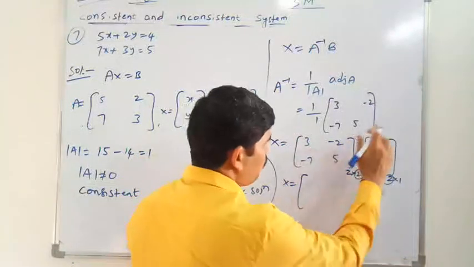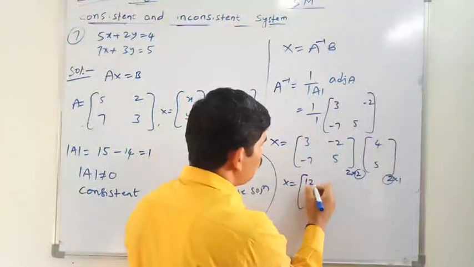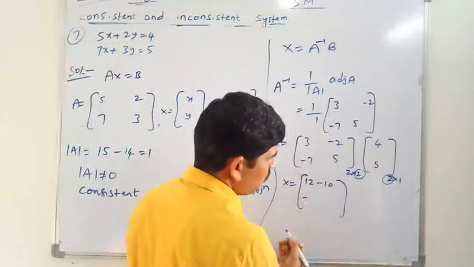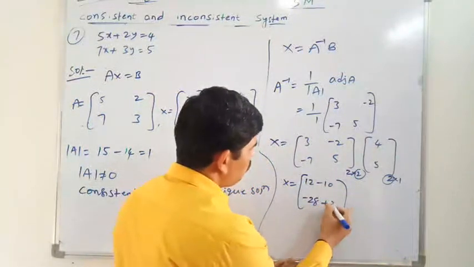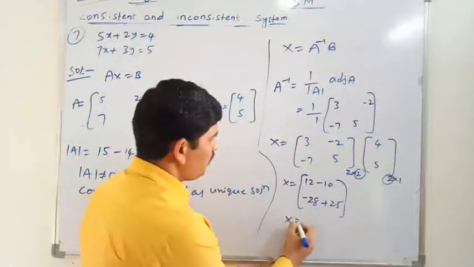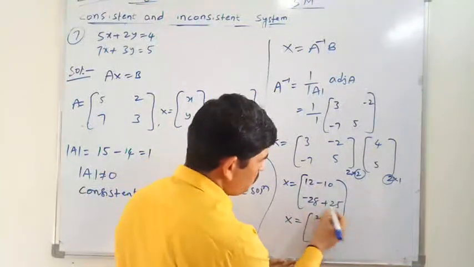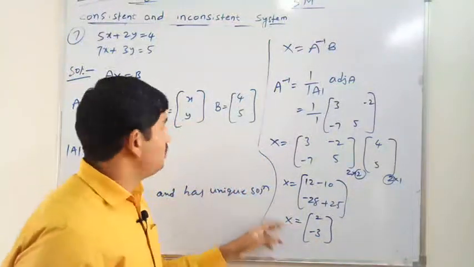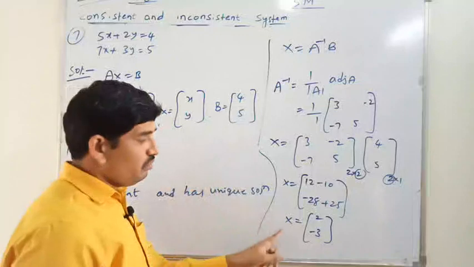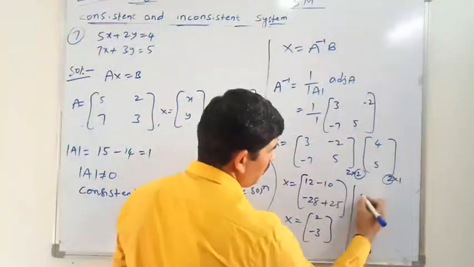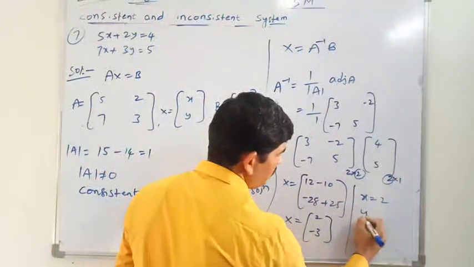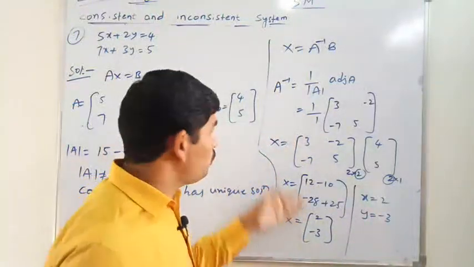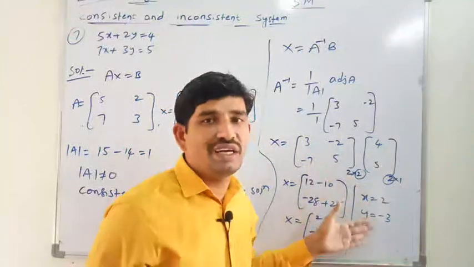Now the first row, first column: 3 into 4 is 12, minus 2 into 5 is 10, so 2. Then minus 28 plus 5 into 5, 25, which gives minus 3. Capital X is nothing but x and y, the variable matrix. So finally we can write x = 2 and y = minus 3.